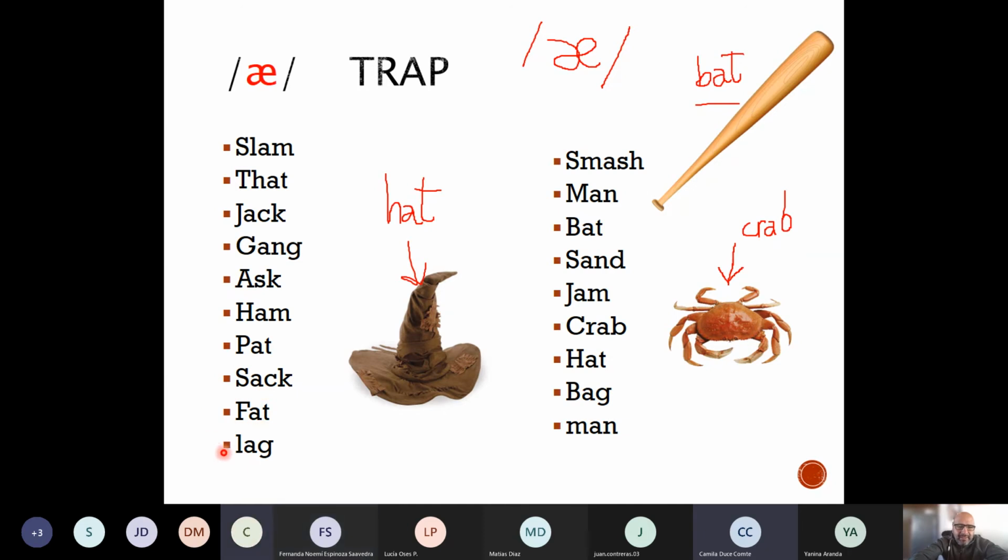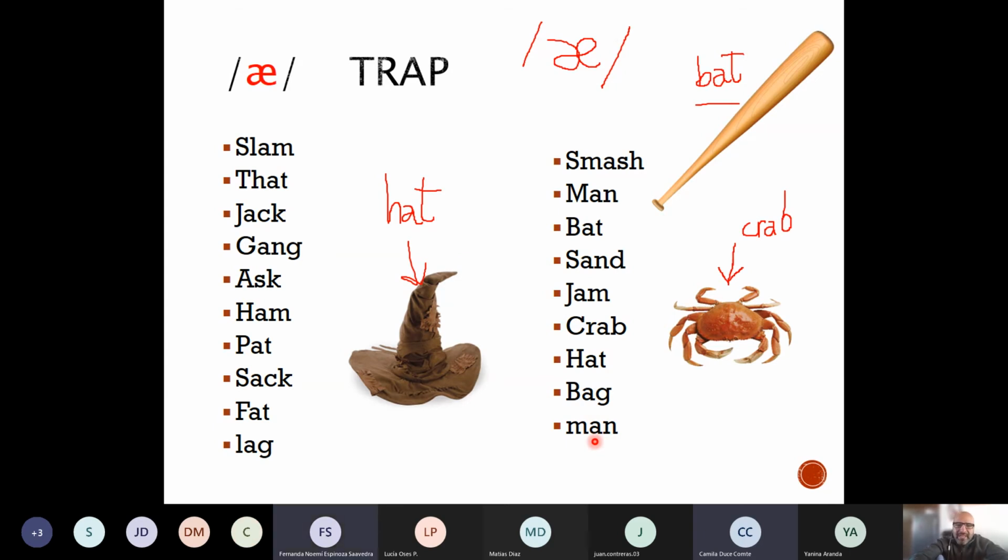Fat, lag, smash, man, bat, sand, jam, crab, hat, bag, man. Excellent.